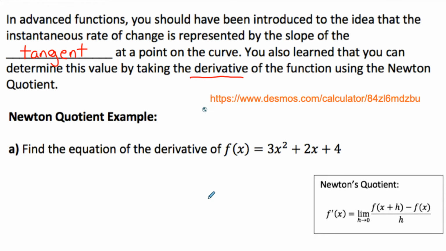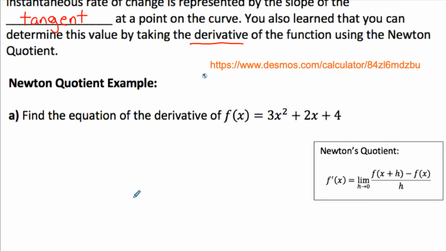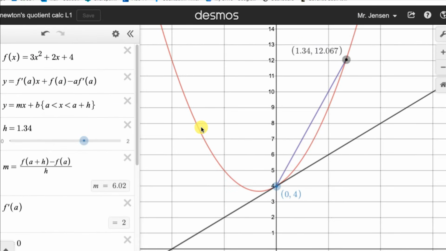And then after we do that once, I'm going to show you the derivative rules that would allow us to find the equation of the derivative of that function without having to use Newton's quotient. But we'll practice Newton's quotient once anyway. So let me just go into Desmos, give you a really quick reminder about what Newton's quotient is doing. Alright, here's this 3x squared plus 2x plus 4 function.